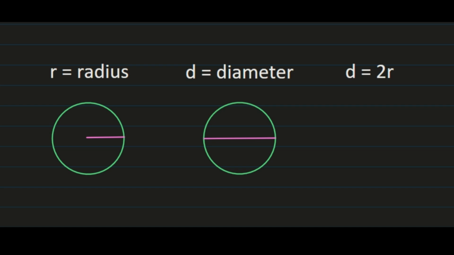This is important for area calculations because the formula for the area of a circle is area equals pi r squared. So if you're given the diameter, you have to be able to calculate the radius. If I take the formula for diameter and divide both sides by 2, I'm left with the radius is equal to diameter divided by 2. And that is your calculation for finding the radius if you're given the diameter of a circle. Now let's take a look at our examples.